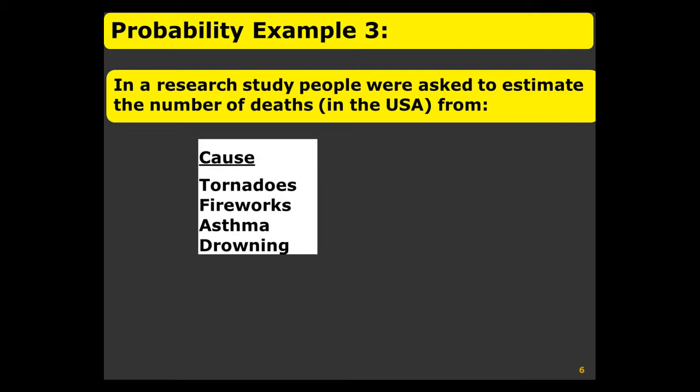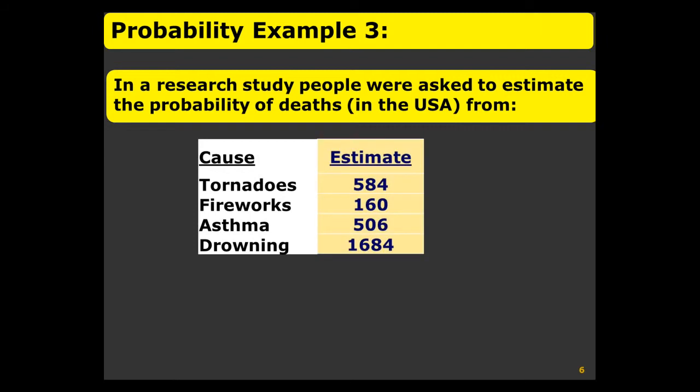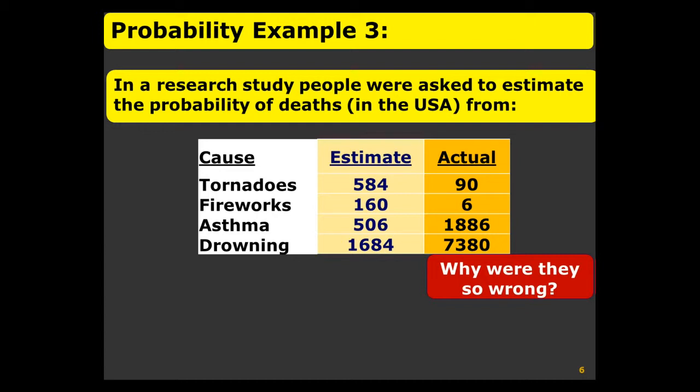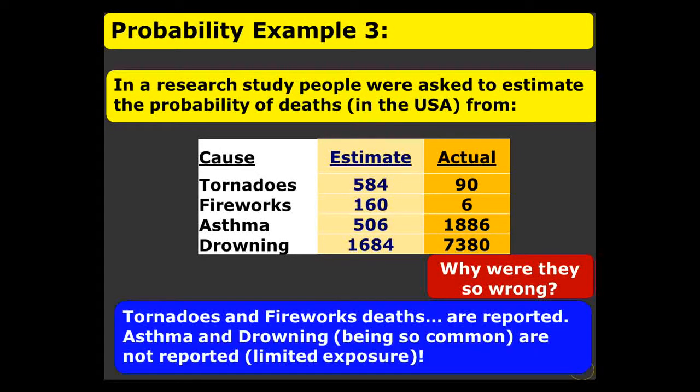In a well-known research study, people were asked to estimate the number of deaths in the US each year from causes such as tornadoes, fireworks, asthma, and drowning. And the average response was something like this. But the actual numbers were totally different. With tornadoes and fireworks, they overestimated significantly, whereas with asthma and drowning, they underestimated, because deaths due to tornadoes and fireworks get reported. But deaths due to asthma and drowning, being so common, are never reported. So we don't get an exposure to it, so we form our own opinions.